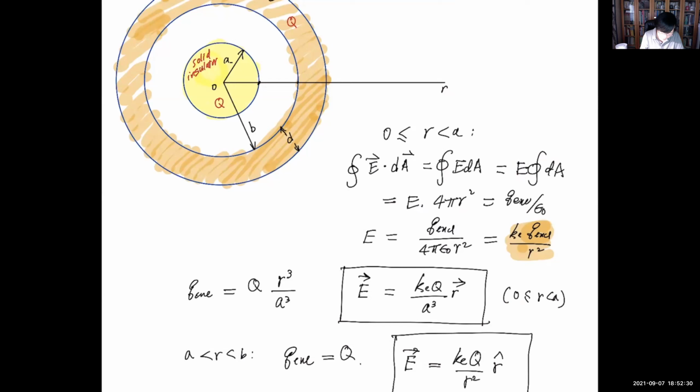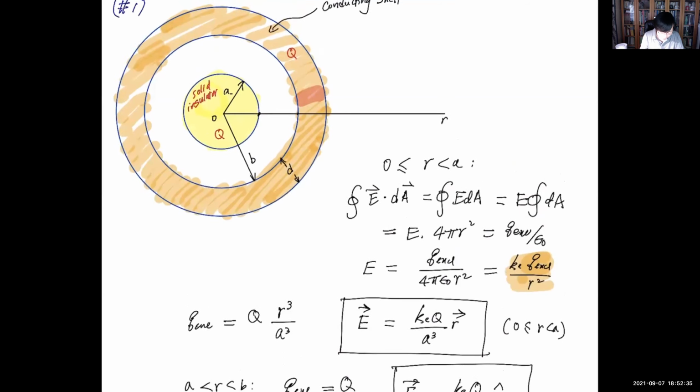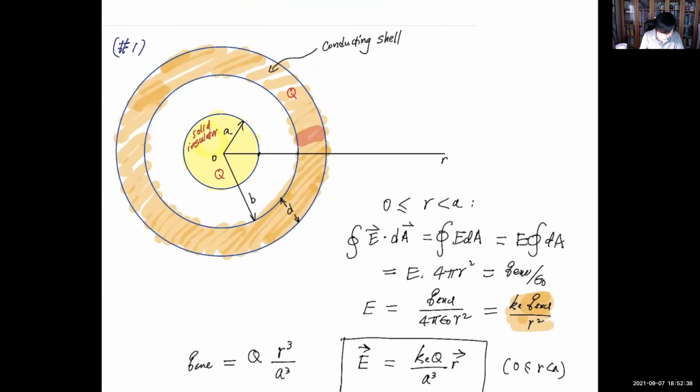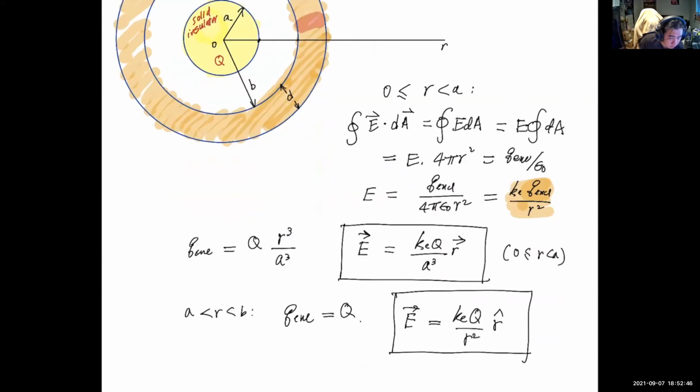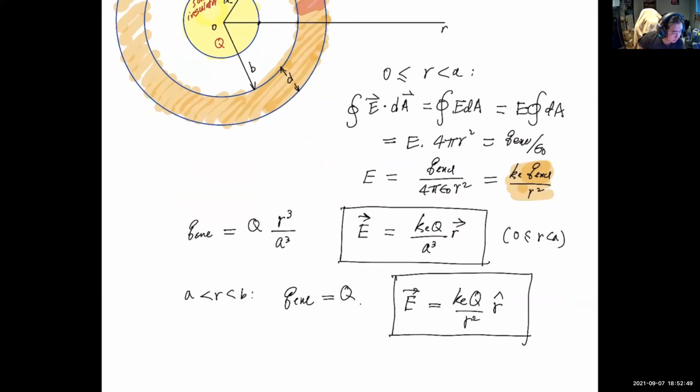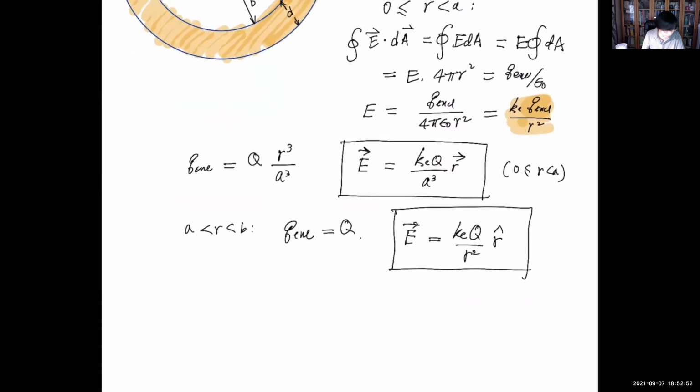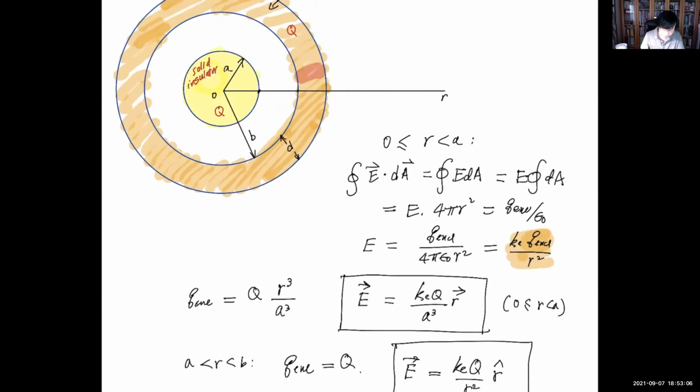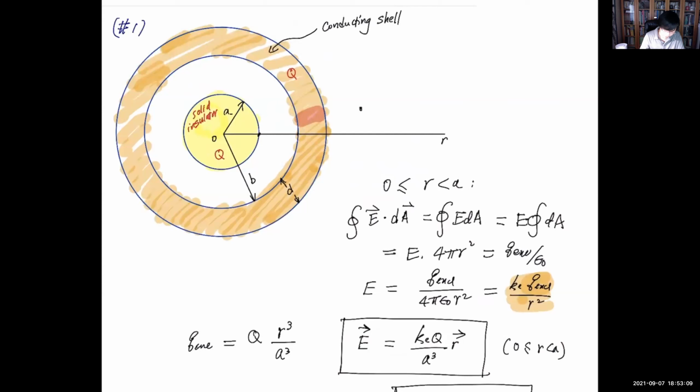Very good. Now let's look at this region here between B and B plus D. What is the electric field there? Now, I have to tell you what this is. This is a conducting shell of thickness D. So inside a conducting shell, what is the electric field equal to? 0. Yes, that's right. It's inside the conductor, it's gotta be 0, no matter what. So between B and B plus D, E equals 0. That's it, just conductor.